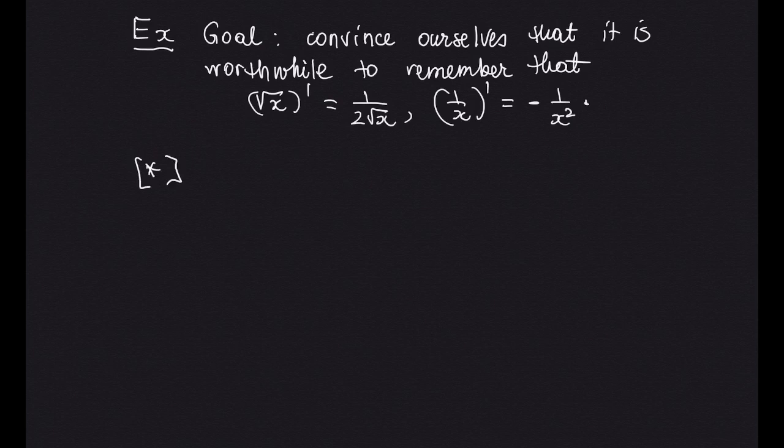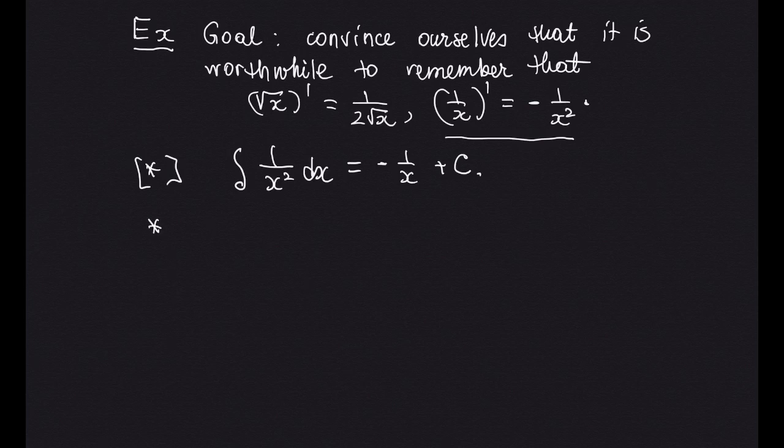So the first example is when we want to compute the integral of 1 over x squared dx. So we can immediately say by looking at the formula above that this is going to be negative 1 over x plus a constant. So no work needs to be done if we remember this formula. So the next example is when we want to compute the integral of 1 over square root of x dx.